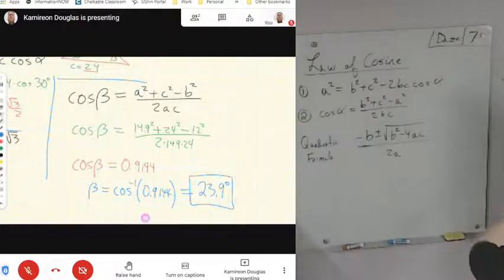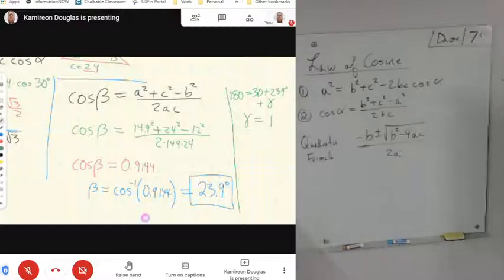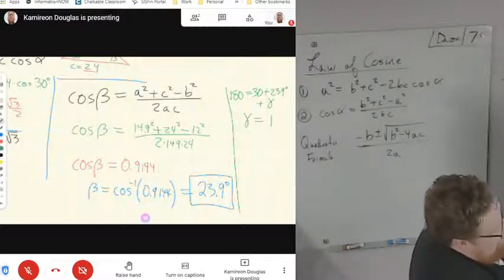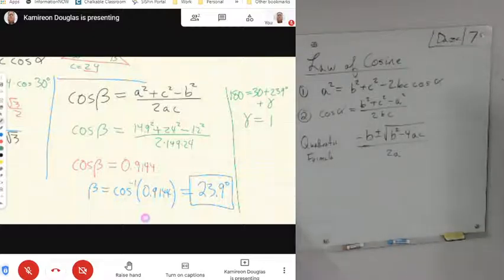So to find gamma, I'm going to go back and use the triangle angle sum theorem. I do 180 is equal to alpha, which we said was 30, plus beta, which is 23.9 degrees, plus gamma, the unknown. I then get gamma by itself. Gamma ends up being 126.1.